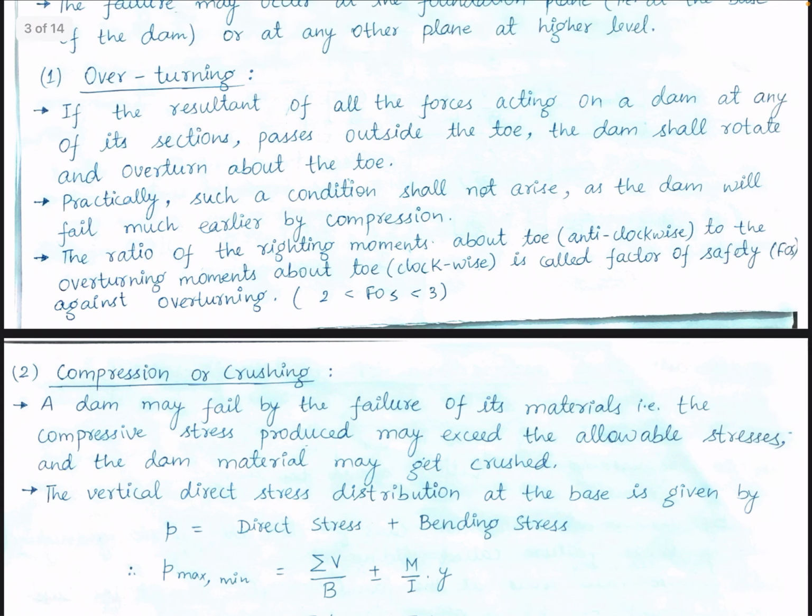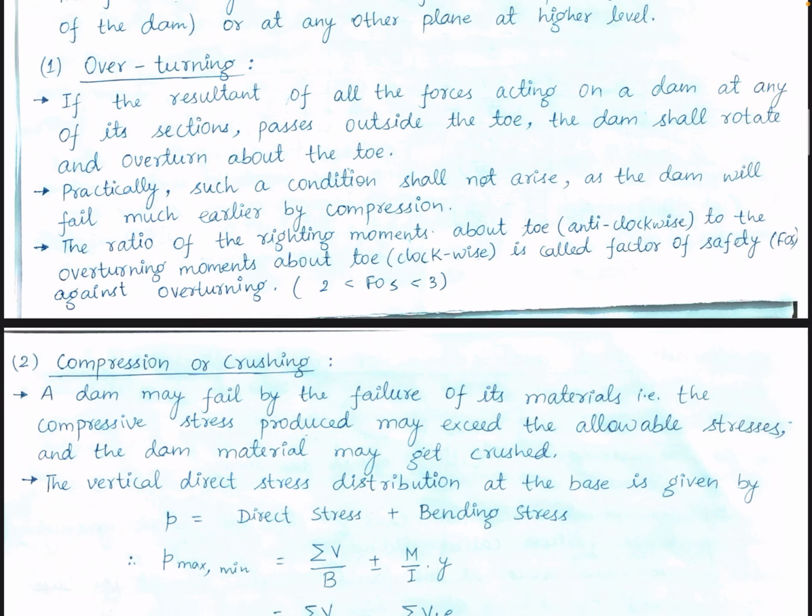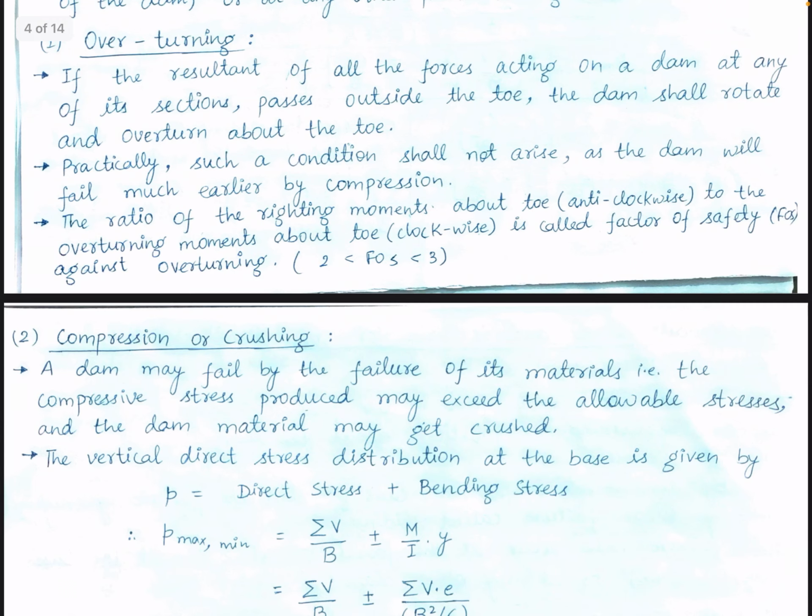Practically, such a condition shall not arise, as the dam will fail much earlier by compression. Before overturning, compression will be very huge at the toe point, because its area is very small. If the forces are very high, compressive stresses will generate, and it will fail by crushing before overturning. So, the ratio of the resisting or righting moment about the toe to the overturning moment.